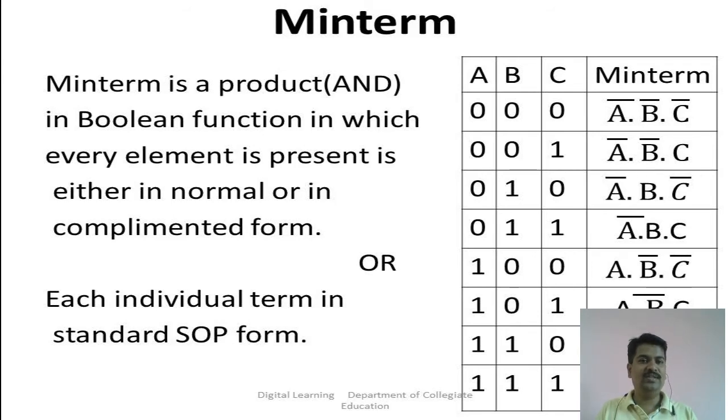Third combination, 0, 1, 0. 0 means it becomes A bar. B is 1, so write B as it is. And again 0 in C, so write C bar. If 0, write the complemented form. If it is 1, write it in normal form. Next, A is 1, so write A as it is. B and C are 0, so write B bar, C bar. Exactly, for 1, 0, 1, write A, B bar, C. For this combination, A, B, C bar. For the last combination, it is ABC. That is how we can write a minterm if the input variables are given.